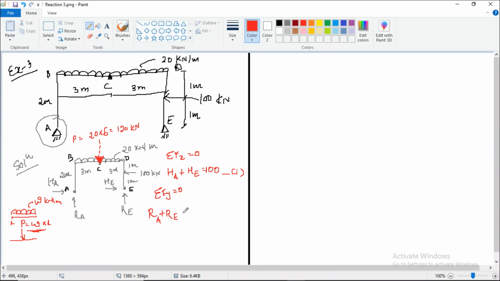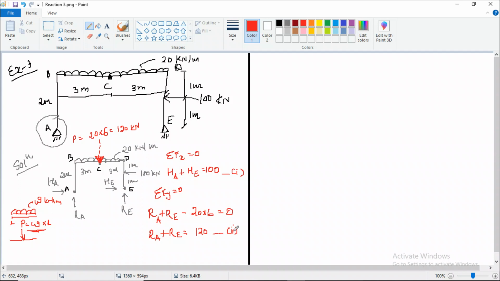So it is acting downward, so minus 60 multiplied by minus 20 multiplied by 6 is equal to 0. So here also you get one equation, Ra plus Re equals to 120. So this will be your equation number 2.